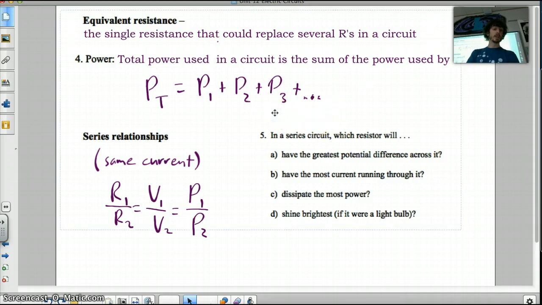The total power in a circuit is just the sum of the powers. We know that if our current is constant but our voltages add, it follows that the powers would add as well. And so this relationship you can look at: the ratio of two resistors is equal to the ratio of two voltages equal to the ratio of two powers, because the current is constant, looking at V equals IR and P equals I times V. Take a minute now, pause the video, and work through these 4 problems.